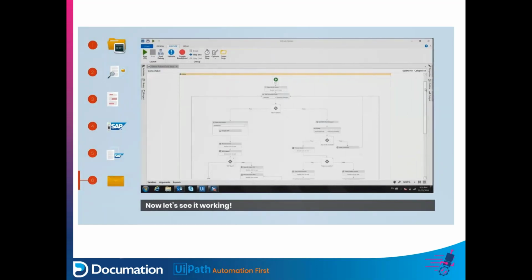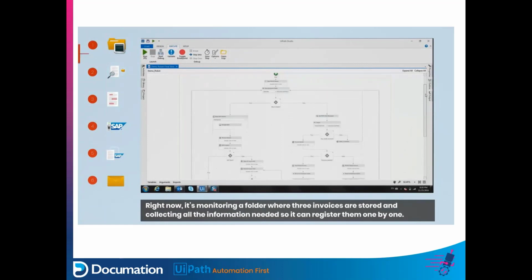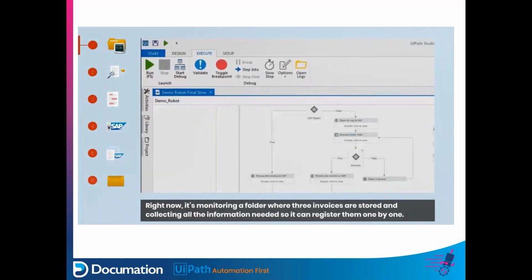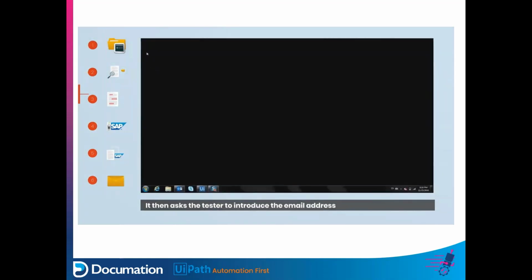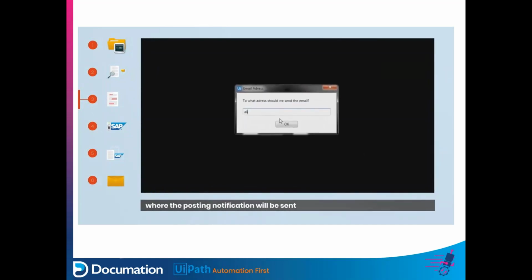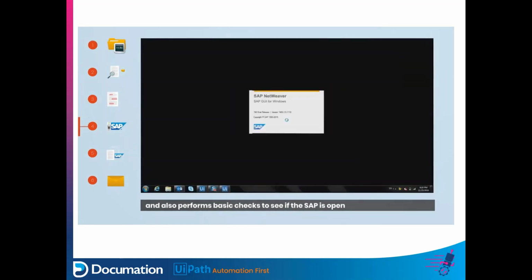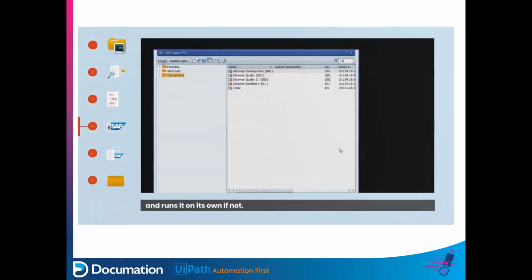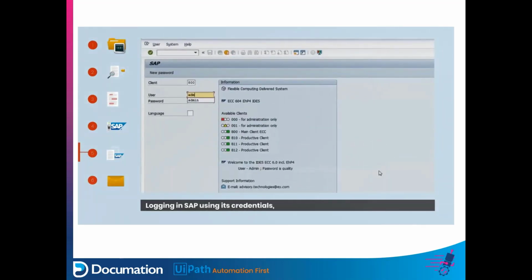Now, some of the robotic actions will happen in the background. Right now, the robot is monitoring a folder. So let's see it at work. The robot's monitoring the folder where 3 invoices are stored and collecting all the information needed so that it can register them into SAP. It's just popping up a question for its human advisor, asking where the posting notification should be sent.